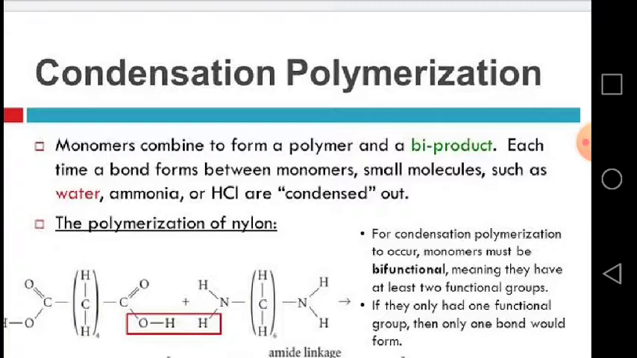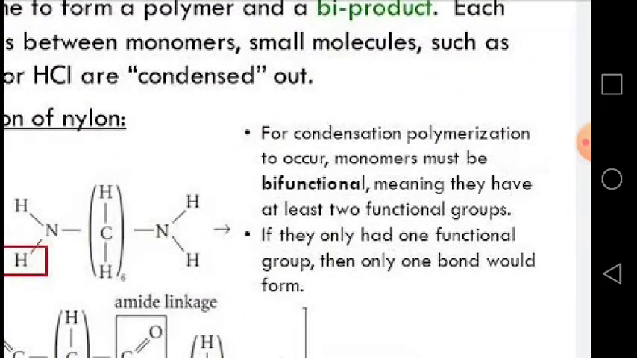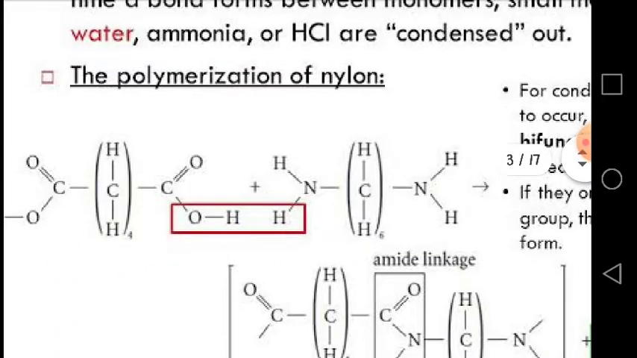But the major thing which we have to consider is, for condensation polymerization to occur, monomers must be bifunctional, meaning they have at least two functional groups. As you can see, this is having two functional groups, and if they have only one functional group, then only one bond would be formed. In this case, you can see both the monomers have two functional groups. So keeping in mind this point, we are moving next.